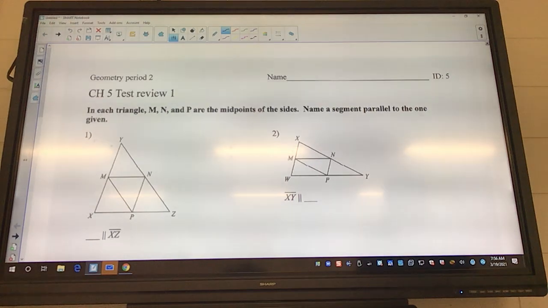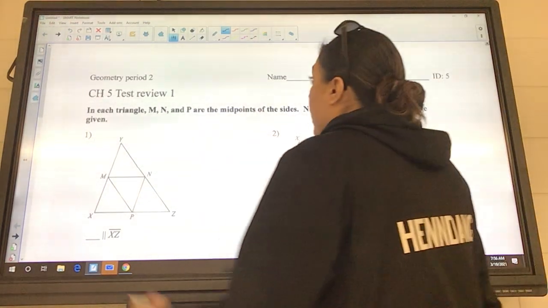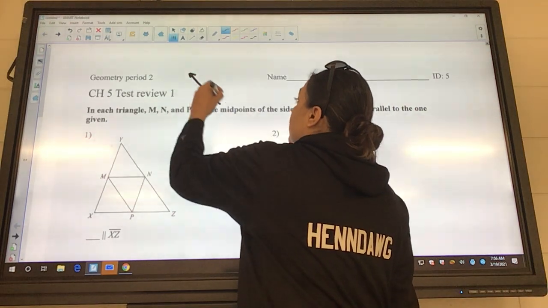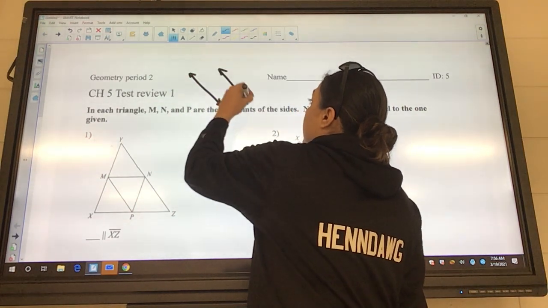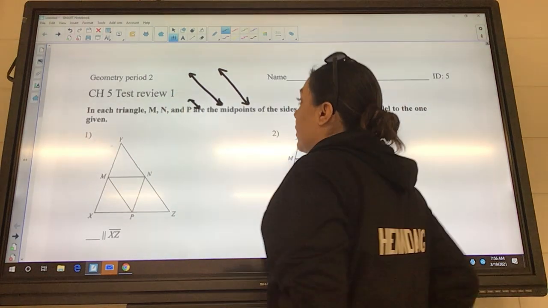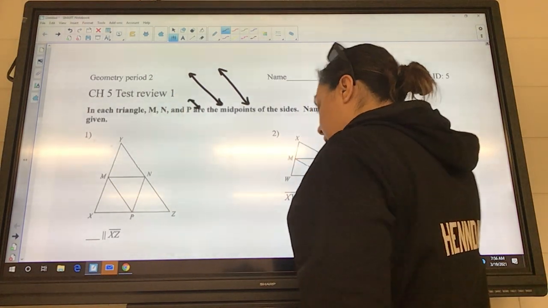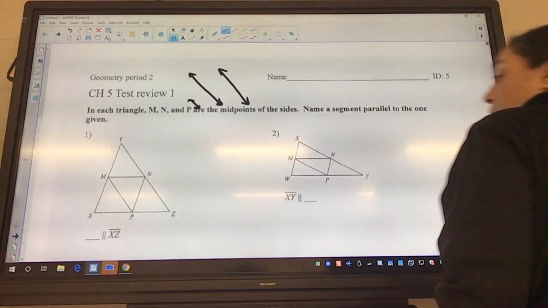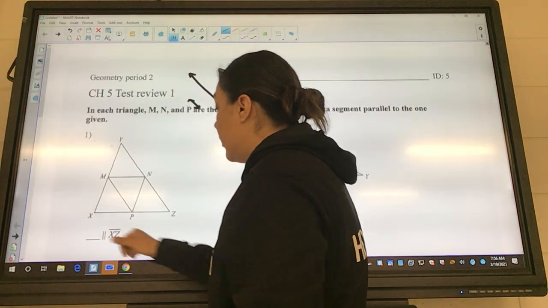And so they want you to find a segment that is parallel to the one given. Okay, so parallel means that it's two lines that are never going to intersect, okay? So it might be shorter, and on all of these, they're gonna be somewhat similar. So XZ, you need to find it.